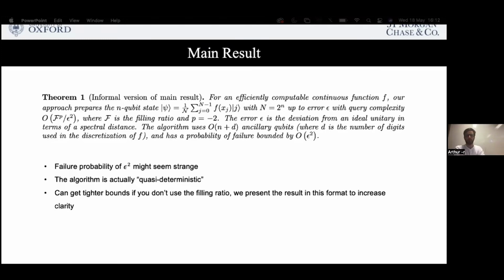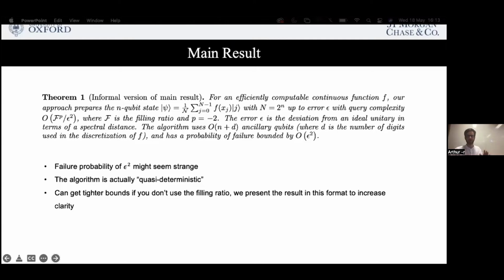But in practice, the reason why it's quasi-deterministic depends on how it works. The gist is that to prepare the state, we perform a sequence of Hamiltonian simulations. And in each Hamiltonian simulation, we measure an ancillary register. This bound assumes that you only keep a certain outcome of the ancillary measurements. But in practice, you don't actually need to do that. You can keep any outcome that you get, and thus you succeed nearly deterministically.